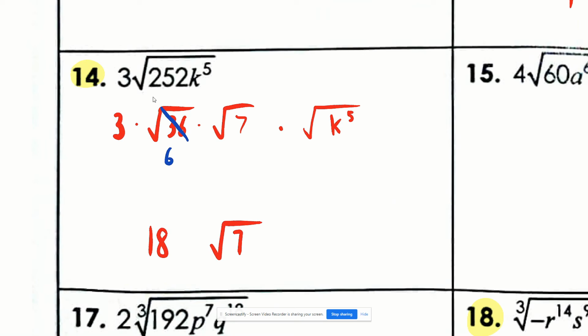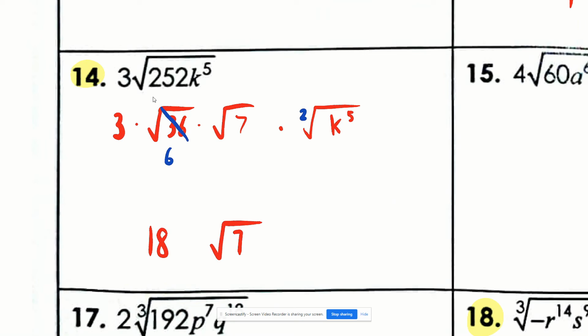But now I've got to focus on the variables. Remember, variables work differently. They don't have to be perfect squares. They don't have to be perfect cubes. They don't have to be perfect fourths in order to come out. What they have to do is be multiples of the index. Remember, the index here, the root, is 2. So here's how I go about this. How many times will 2 go into 5?